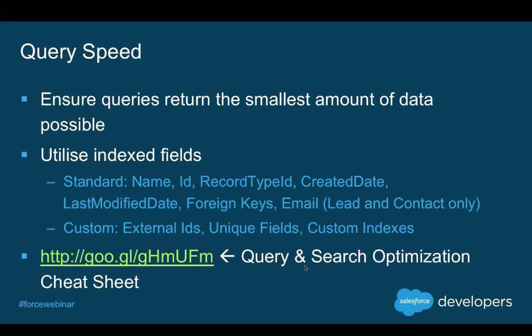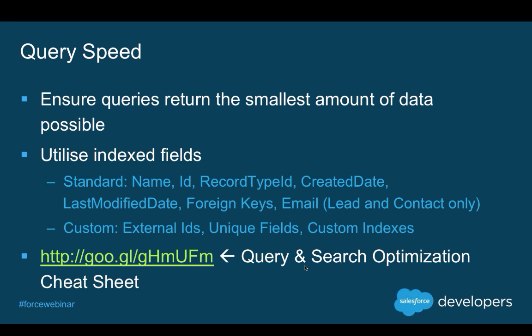When you're doing your queries, try and use index fields. If you can, filtering upon an index field will be much, much quicker and much more performant. So Salesforce as standard will index for you the name, the ID, the record type ID, created date, last modified date, any foreign key fields, so account ID on contact is a good example, so any relationship fields, and for the lead and the contact objects only, it will also index the email field.